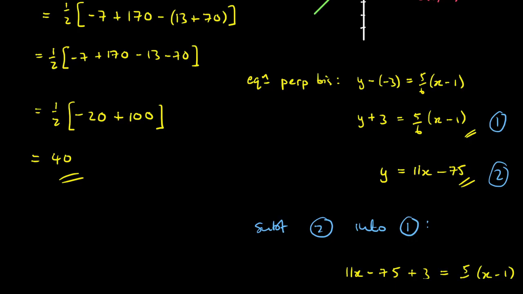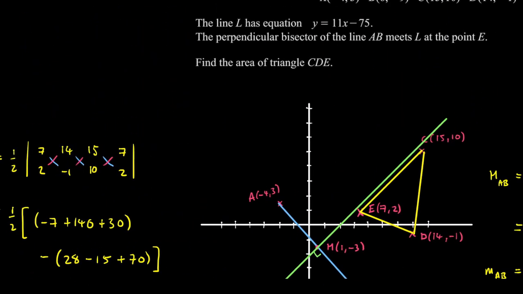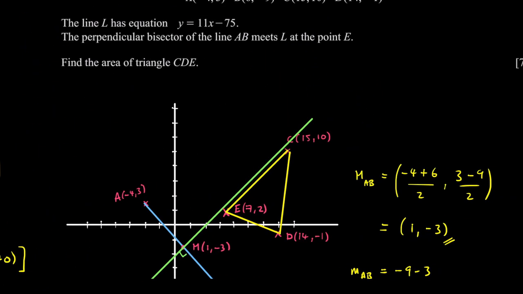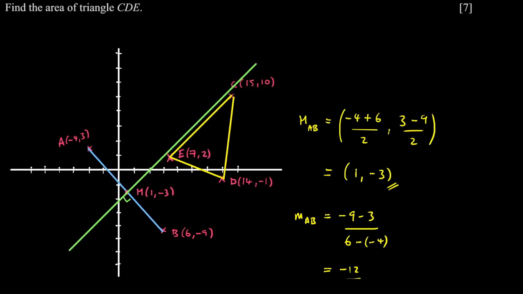Now notice how I break down the problem. I think about it first as finding the equation of the perpendicular bisector, which means I've got to find the midpoint, which means I've got to find the gradient of AB, and do the negative reciprocal of that. Then I need to find the intersection of the bisector with the other line. And then at the end, I need to do the shoelace method for the area.